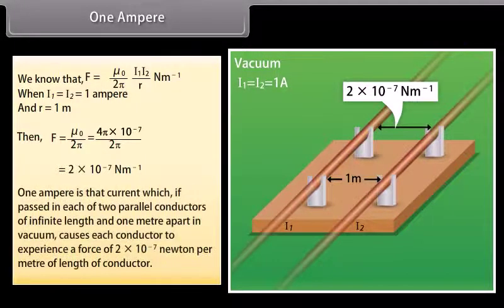Therefore, 1 ampere is that current which, if passed in each of the two parallel conductors of infinite length and 1 meter apart in vacuum, causes each conductor to experience a force of 2 into 10 raised to the power minus 7 newton per meter of length of conductor.